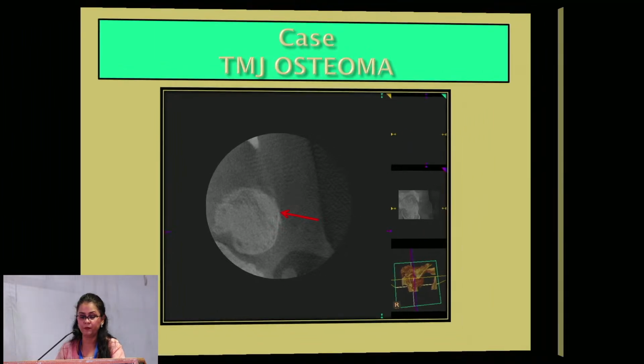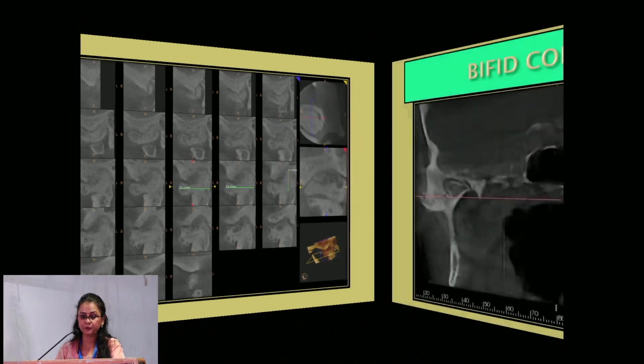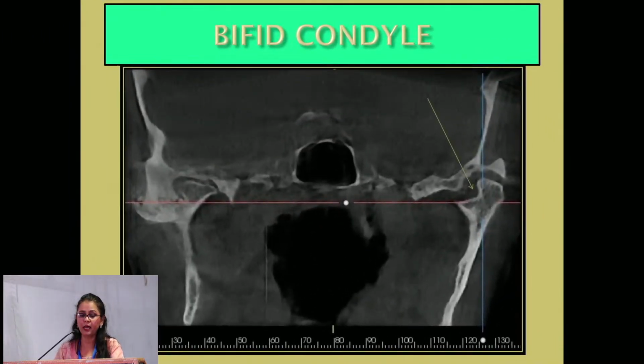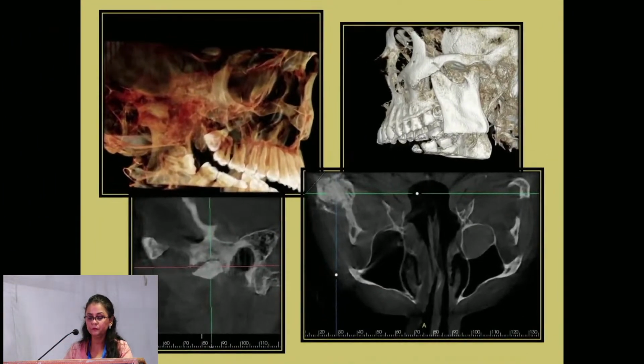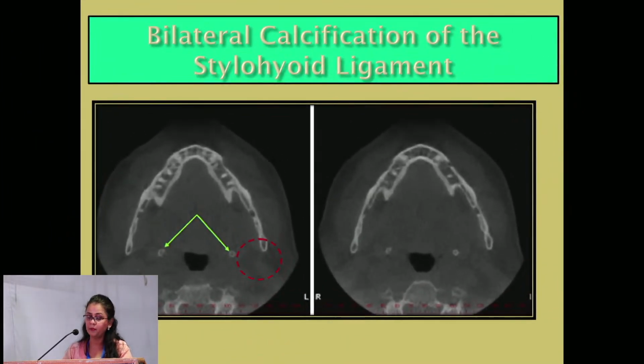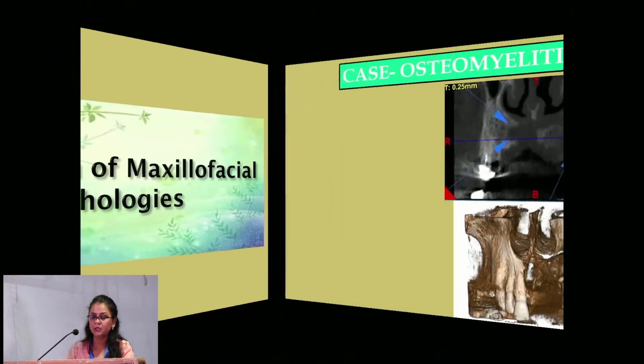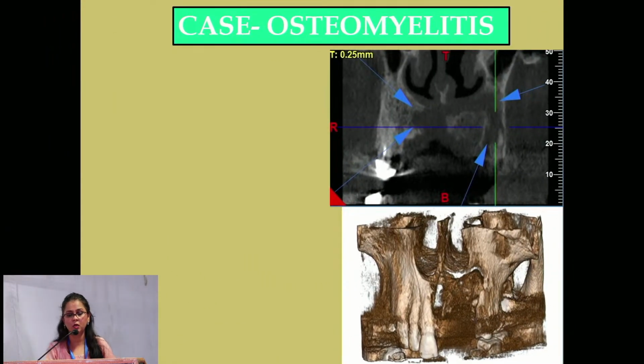This is a huge condyle that I see. This is an osteoma. This is a very old case which was done on a Carestream machine. Bifid condyle. This is another machine which is there in my college. Ankylosis can be best visualized. Bilateral calcification of the styloid ligaments; you need a larger field of view in this case. Some of the cases that I'm just showing you will be a faster run of these slides.